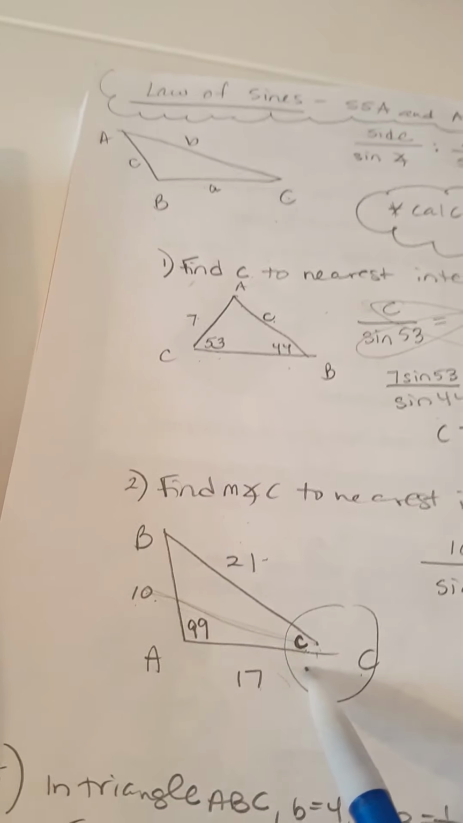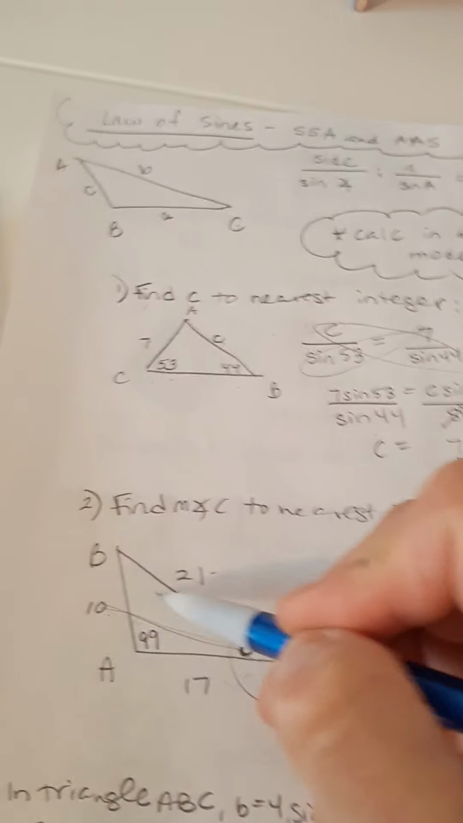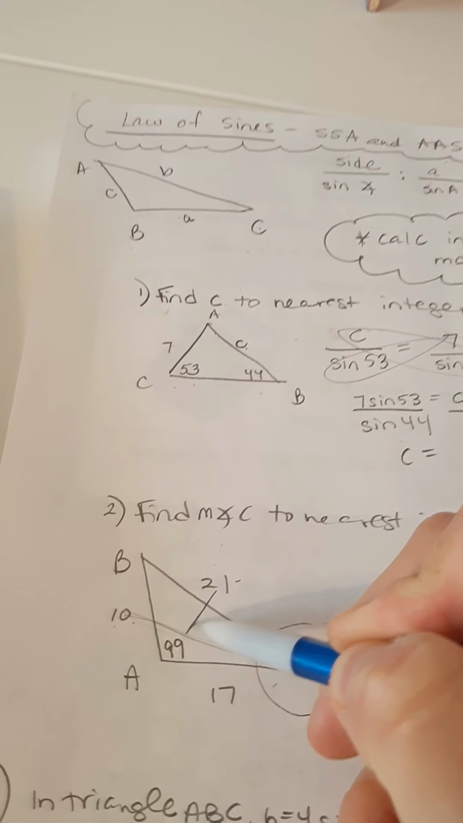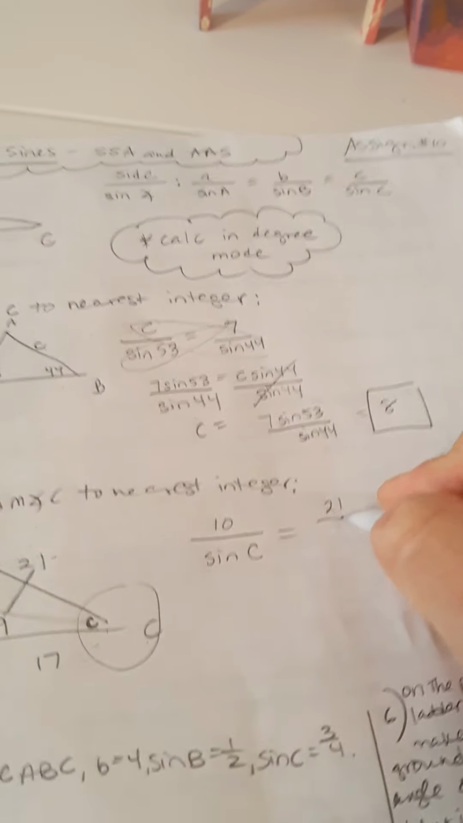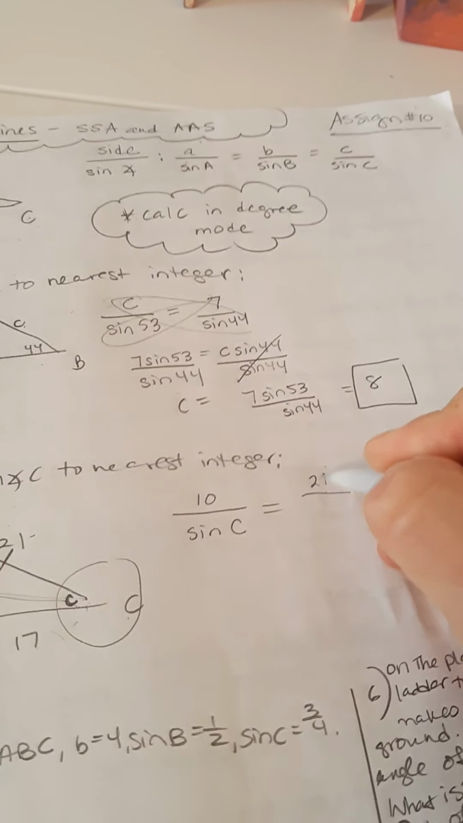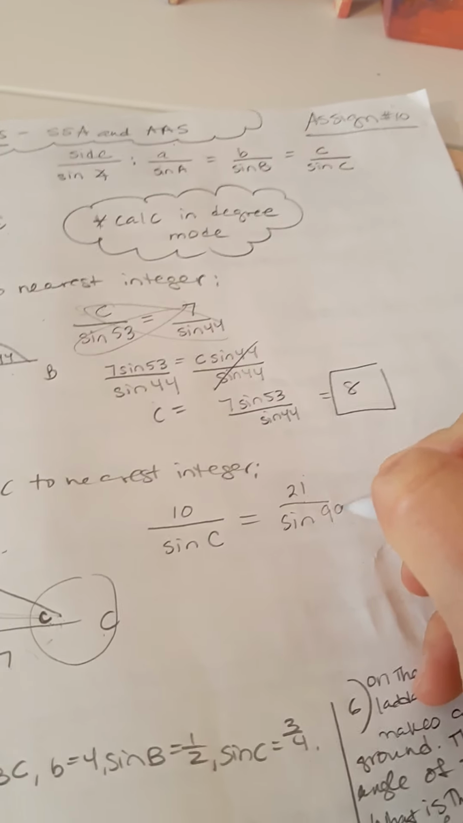The 10 and the C, angle C. Now that angle 99 is in there, they're across from each other. So that means it's going to be 21. I like to put the side in the top, divided by the sine of 99.